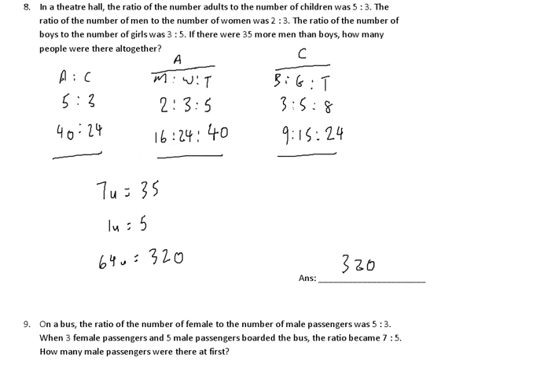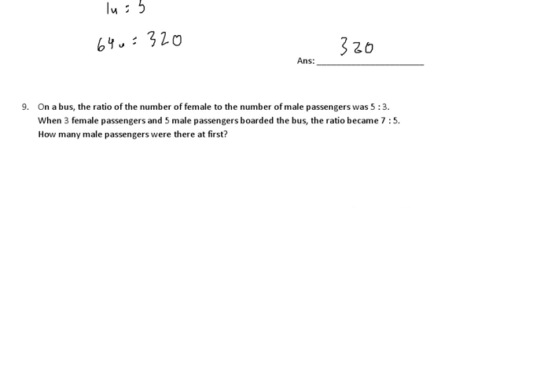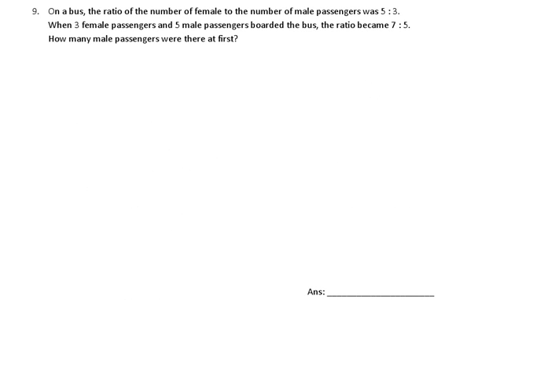So let's move on to the next question. Question 9, please. Okay, let's move on to the next question. On a bus, the ratio of the number of female to male passengers is 5:3. Now, when 3 female passengers and 5 male passengers boarded the bus, the ratio became, so we have a before ratio and an after ratio. So female to male became 7:5.